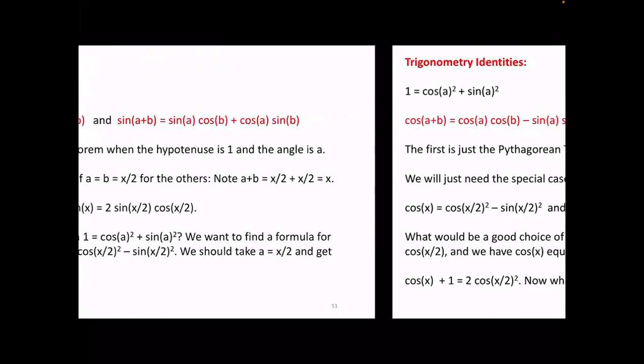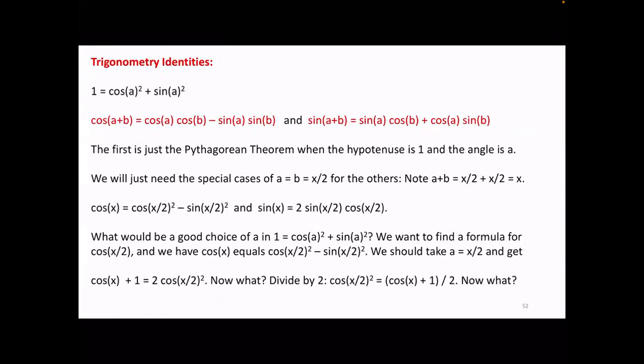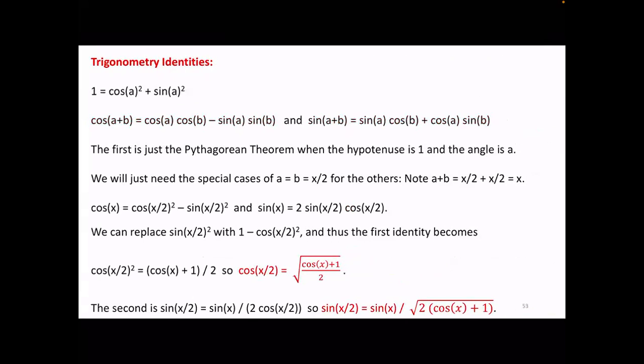So I can divide both sides by 2. And then I can take the square root, and I get the cosine of x halves is the square root of cosine x plus 1 over 2. And I can similarly get a formula for sine of x halves. So if I know cosine and sine at an angle x, I know their values at x over 2.